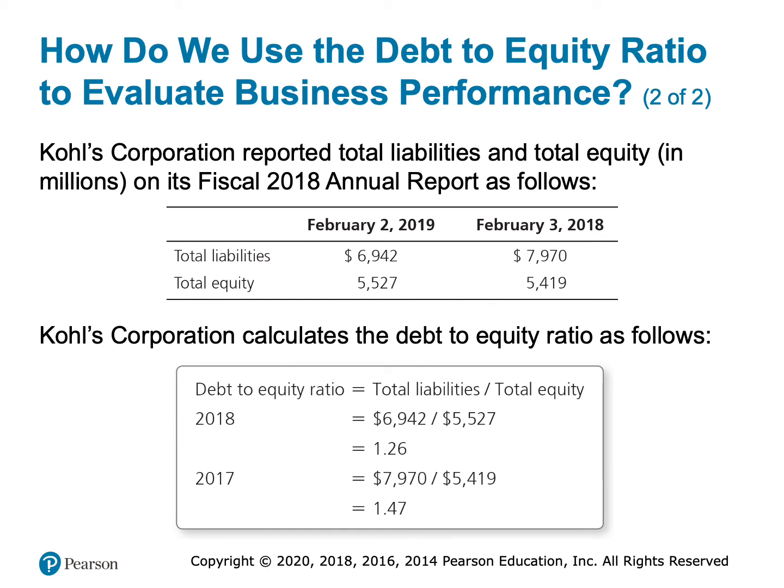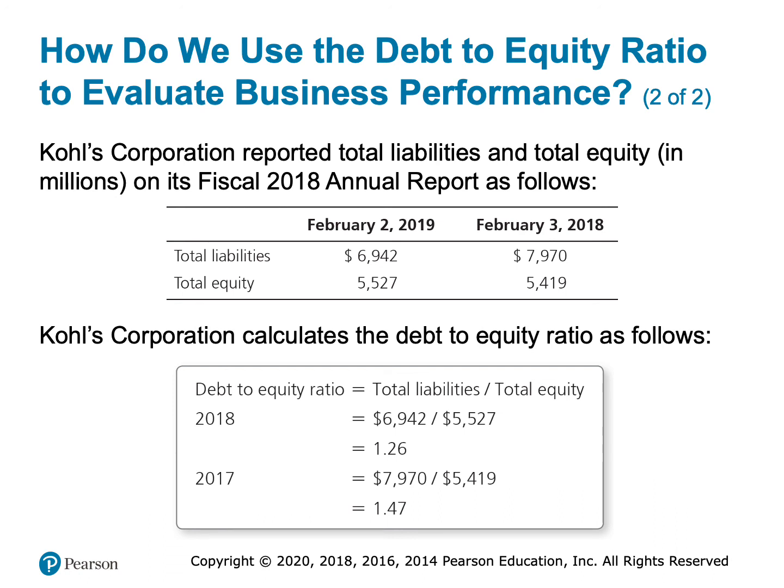If the ratio was exactly 1, that means debt and equity were equal. If the ratio is less than 1, that means the equity exceeds liabilities. That rarely happens in real life. So you're almost always going to see debt to equity ratios greater than 1.